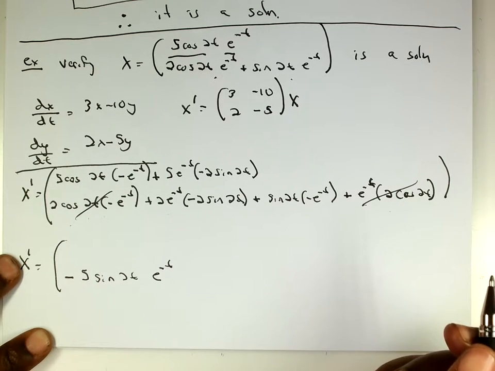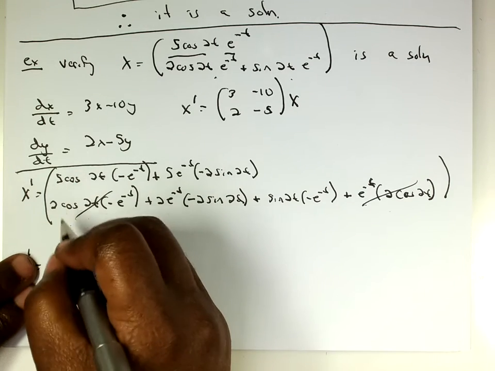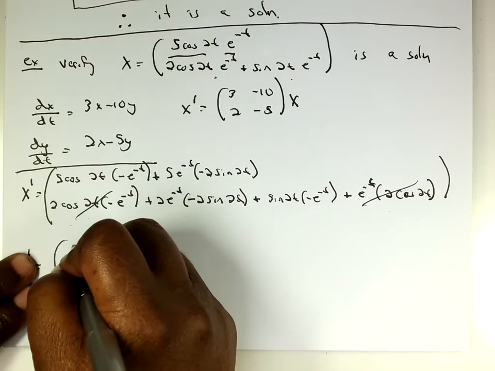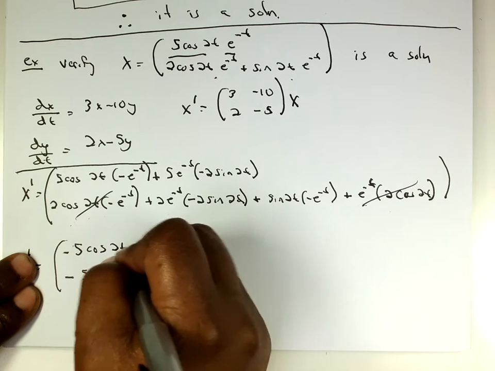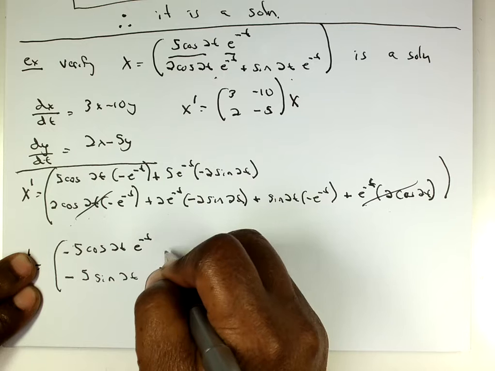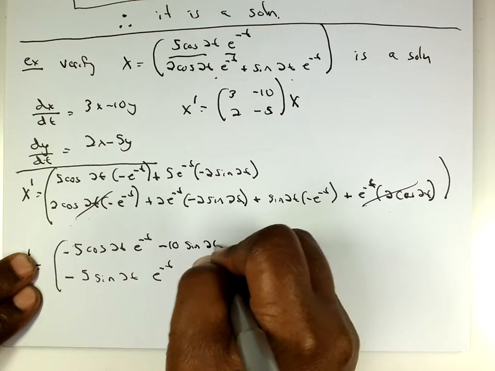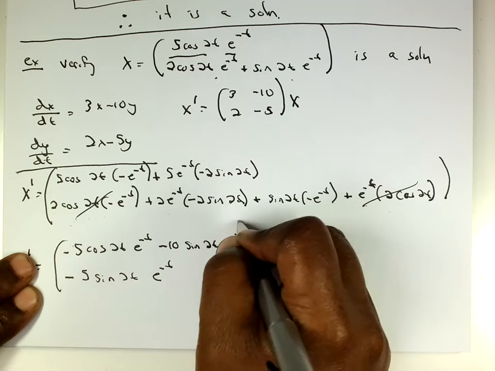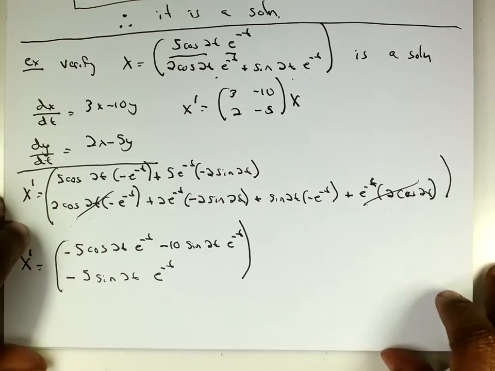and then the top, when I clean it up a little bit, I get negative 5 cosine 2t e to the negative t, and then minus 10 sine 2t times e to the negative t. So that is my x prime. So that's just the left-hand side. And now I'm going to go and work on the right-hand side.